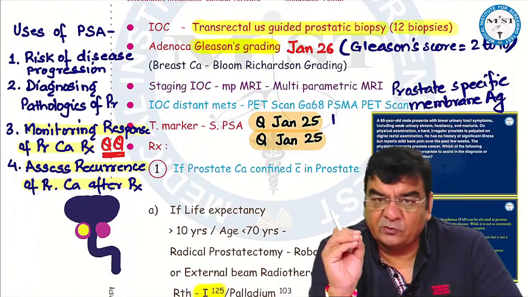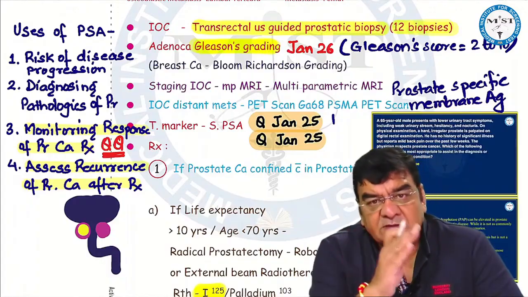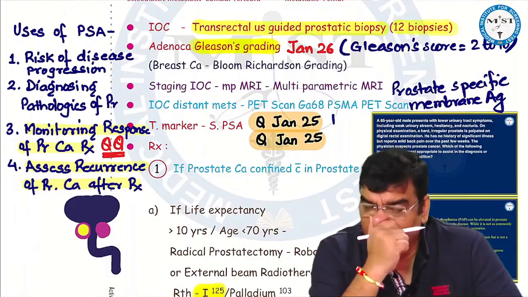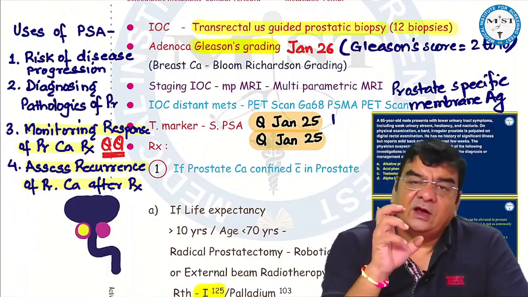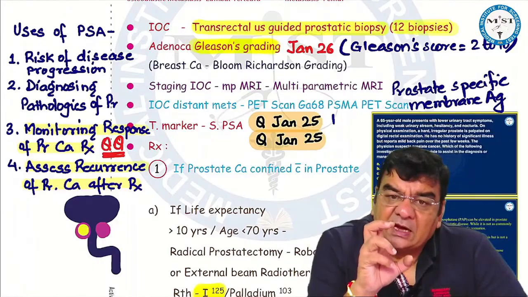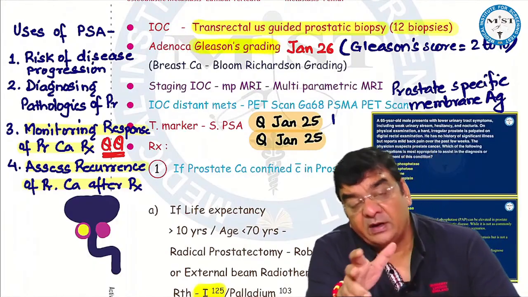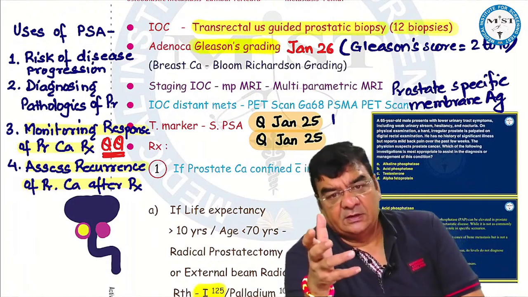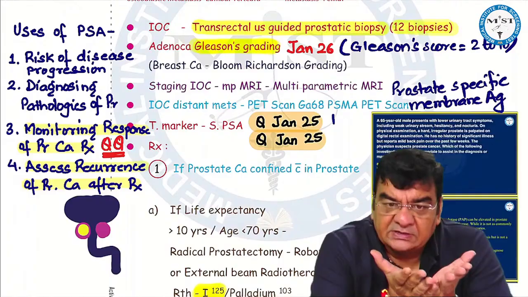Once this biopsy proves it's prostate cancer, for staging, we do MRI, and it's a multi-parametric MRI. And for metastasis in prostate cancer, we are doing a PSMA scan, that is prostate-specific membrane antigen PET scan. And tumor marker for prostate cancer is serum PSA.